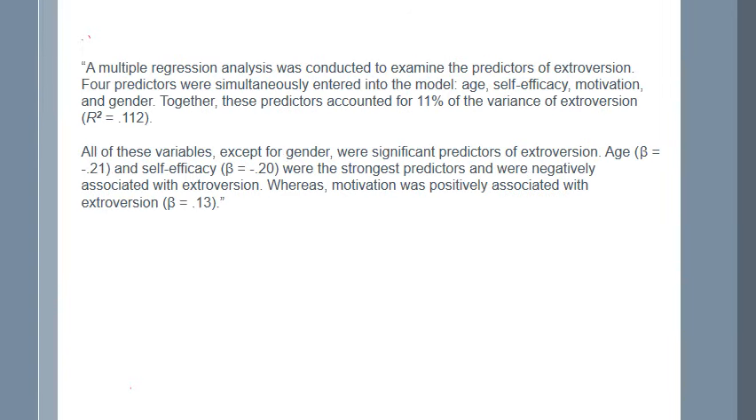Okay, so now let's look at an example of a study finding. A multiple regression analysis was conducted to examine the predictors of extroversion. So we're trying to predict extroversion here. Four predictors were simultaneously entered into the model: age, self-efficacy, motivation, and gender. So we can imagine that they're wondering, how do these four variables predict extroversion?